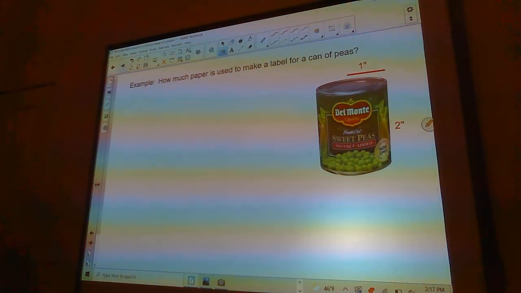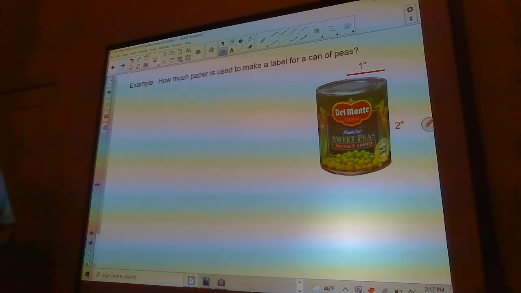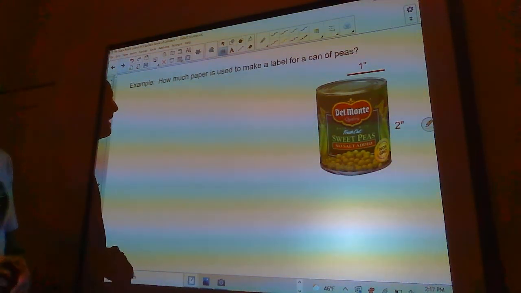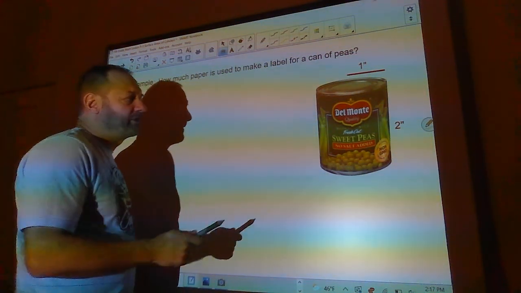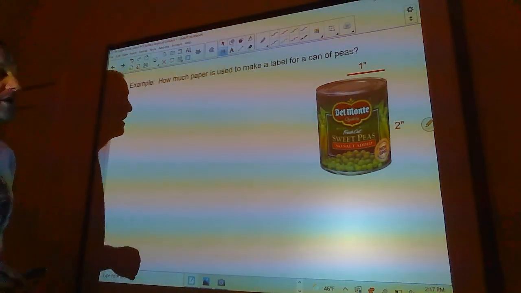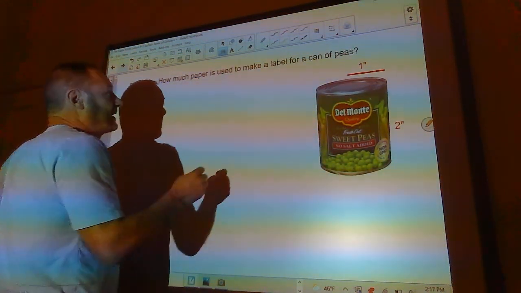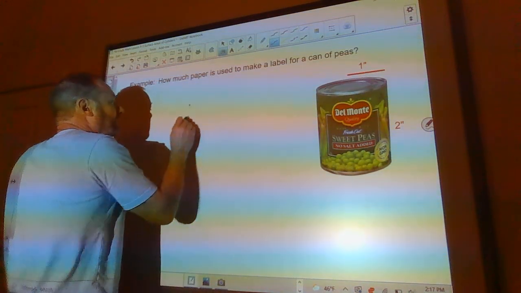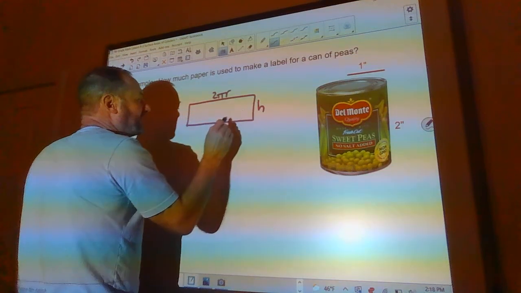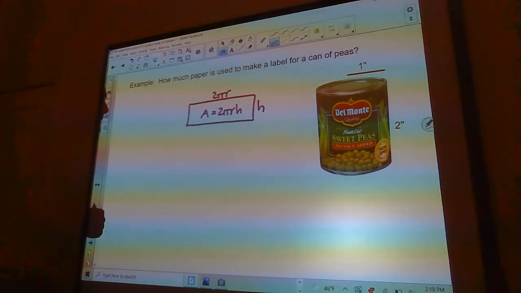Okay, so now here's a question that's a little bit tricky. How much paper is used to make the label for this can of Del Monte peas? Okay, now the thing is I'm not really interested in the top and the bottom. I don't want the surface area of this thing because the label doesn't go over the top and the bottom. I only want the rectangle. So remember that the rectangle of this was 2 pi r, and this is h, so the area is 2 pi r h. That's all I want.